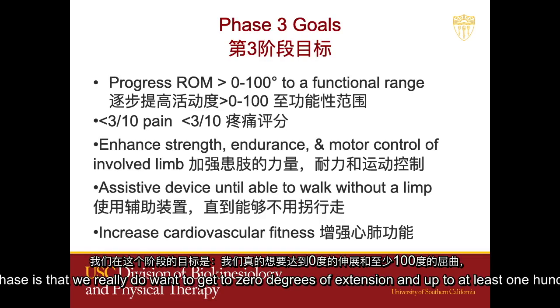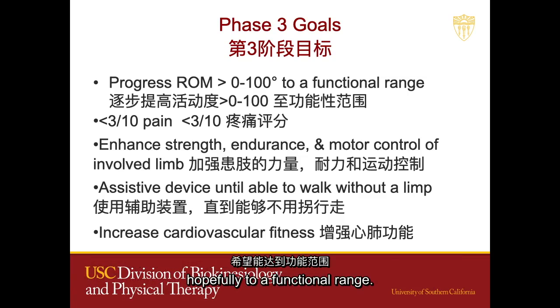Our goals during this phase is that we really do want to get to 0 degrees of extension and up to at least 100 degrees of flexion, hopefully to a functional range, so they're able to perform activities in their daily life that look relatively normal, like sitting down on a toilet or going up and down stairs.